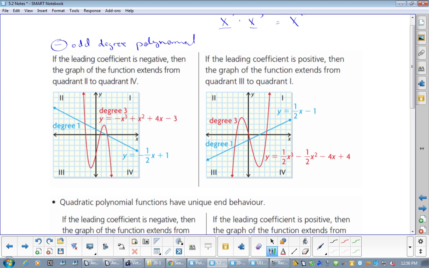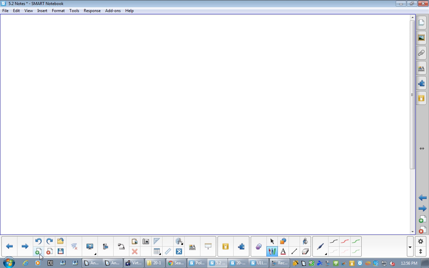Now, I just want you to watch for a second, because if I gave you this on a multiple choice test, and I asked, what is the end behavior of a negative odd degree polynomial? It's a simple multiple choice question. I'm going to put quadrant 1, quadrant 2, quadrant 3, quadrant 4. What is the end behavior?